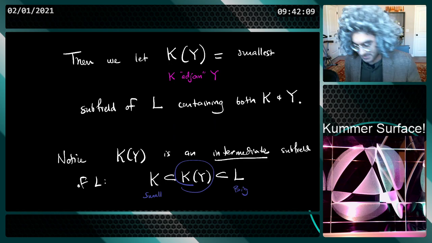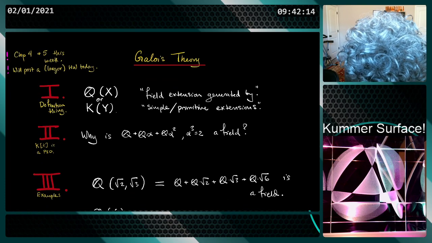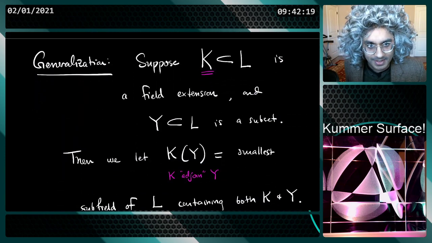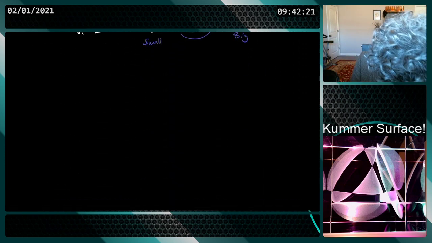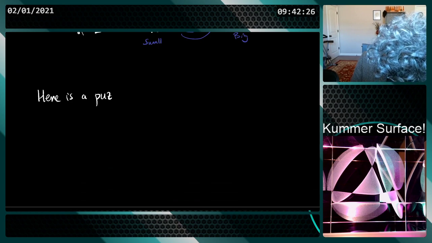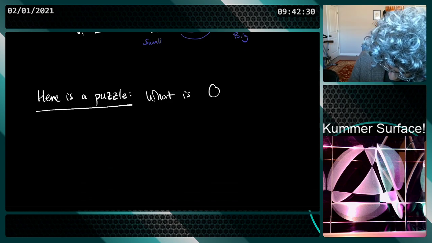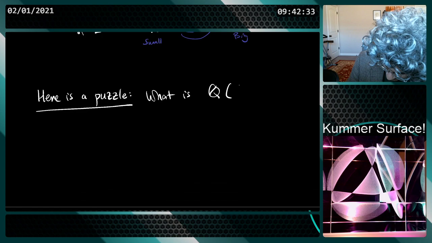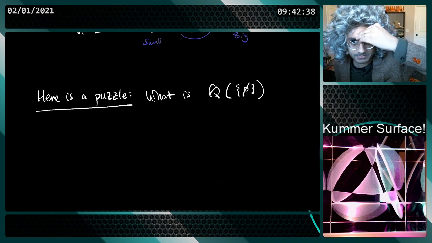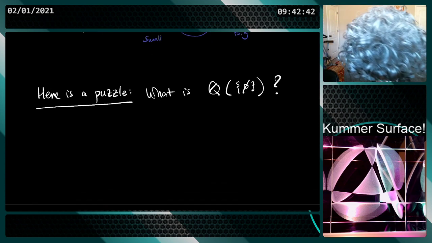Okay, let's do some examples really fast. Let's do a couple of types of examples. Here's one, don't think about it too much. What is Q adjoin the empty set? Don't think about it too much. Empty set case. It's actually Q.